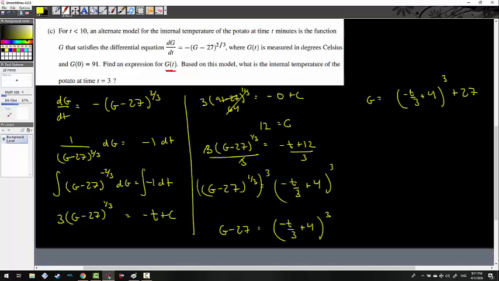So I'm not done yet. Now I've got to find out what the internal temperature of the potato is at t equals 3. Well, conveniently, g is going to equal negative 1 plus 4, cubed, plus 27. Well, that's 3, so 3 cubed is 27, plus 27, so g equals 54 degrees at t equals 3.